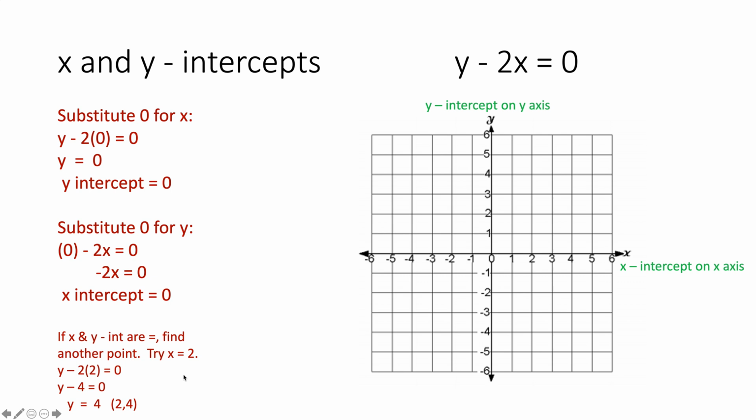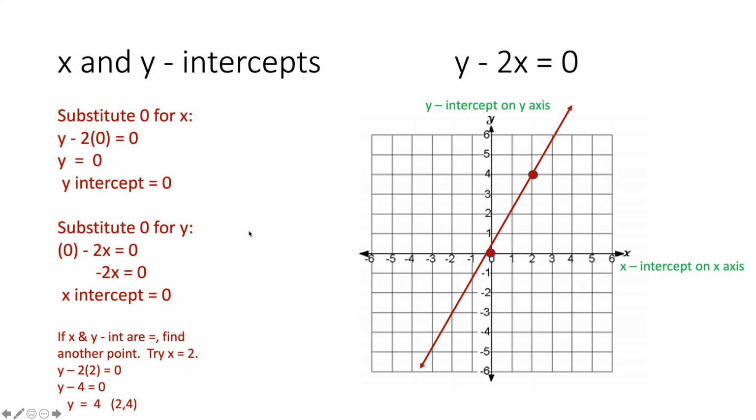X-intercepts on the x-axis, y-intercepts on the y-axis. And when it's the same intercept for both, you've got to go to this technique where you pick another value for x or y, it doesn't matter, and you find the missing value. Now I plot 2, 4, and I connect the dots. Okay? 2 points determine a line, guys. So I've got to find the second point. When they're both 0, that means that's 1 point. I need a second point.